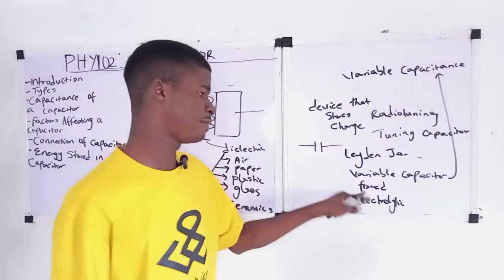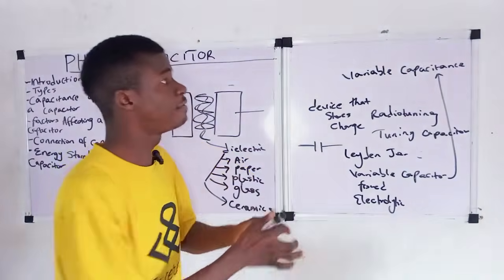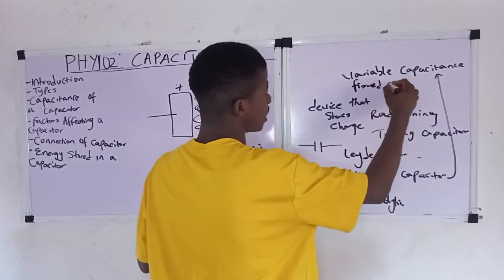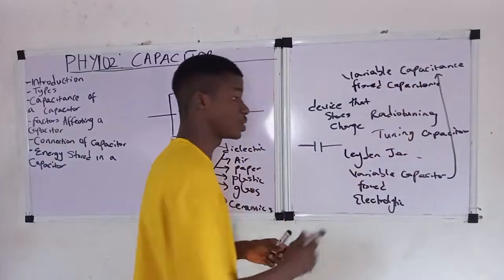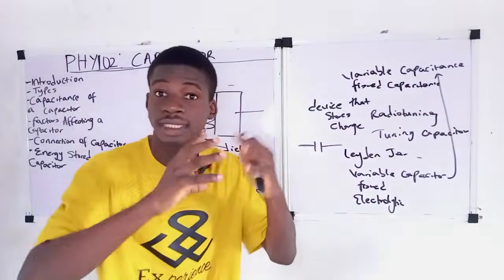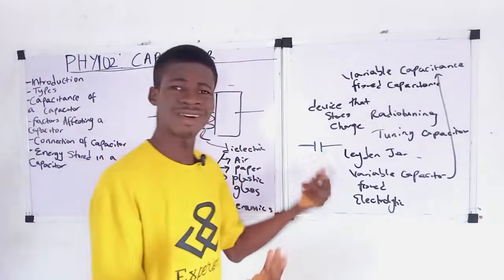Then the opposite is the fixed capacitor. A fixed capacitor is a capacitor that has a fixed capacitance. That means that they have a constant capacitance. So that is the important thing about fixed capacitors.